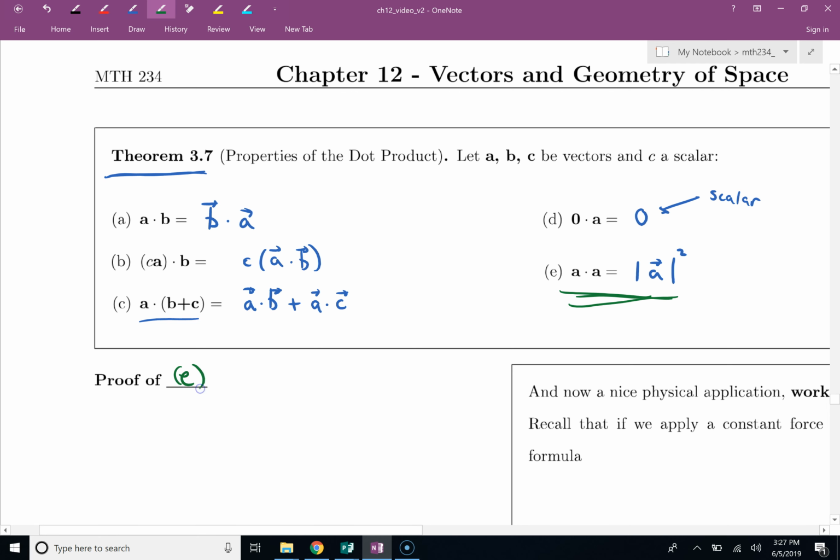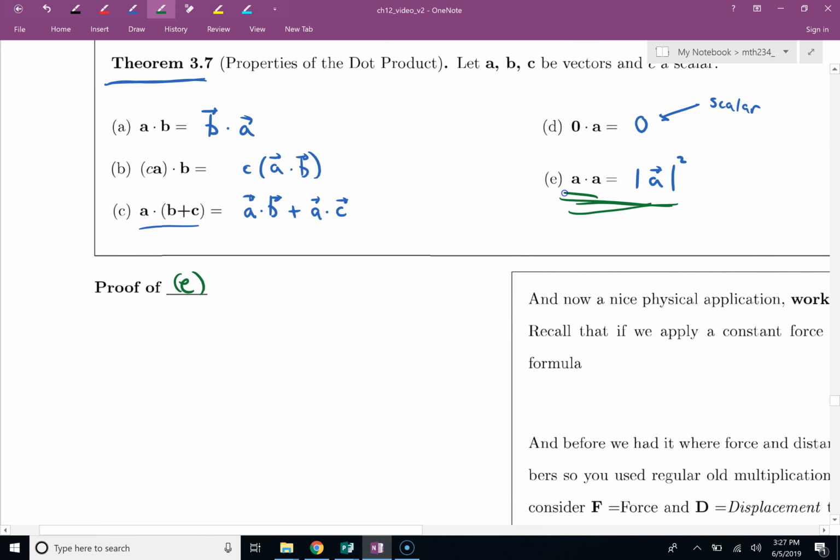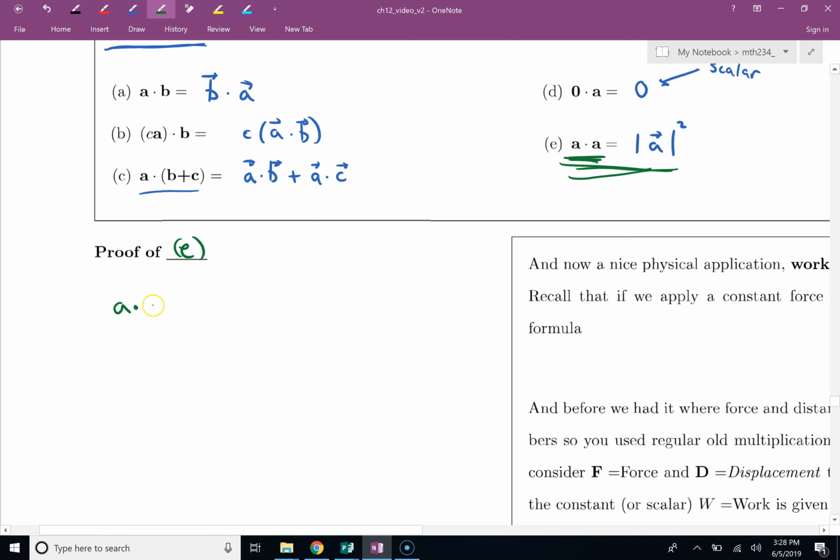And so let's try maybe the proof of E in this case, and see why this works out. We're going to start off exploring this left-hand side a little bit, and hopefully we will show that it's equal to the right-hand side. So again, A dot A is where we'd like to start.